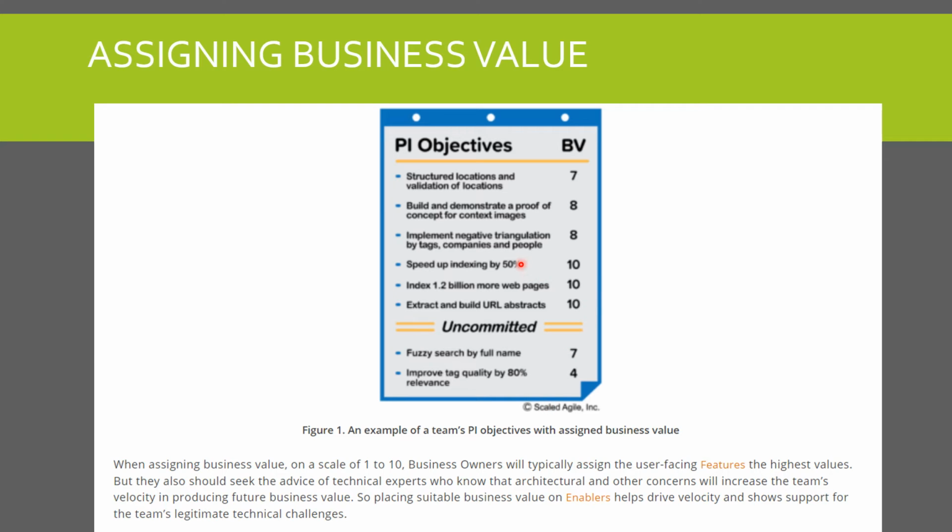And the product owners should also get advice from the technical experts who understand the architecture, who understand the technical concerns, right? Taking advice from technical experts will increase the team's velocity in producing future business value. That's very, very important. So placing a suitable business value and getting support from these kinds of architects and enablers will help drive velocity and shows support for the team's legitimate technical challenges.